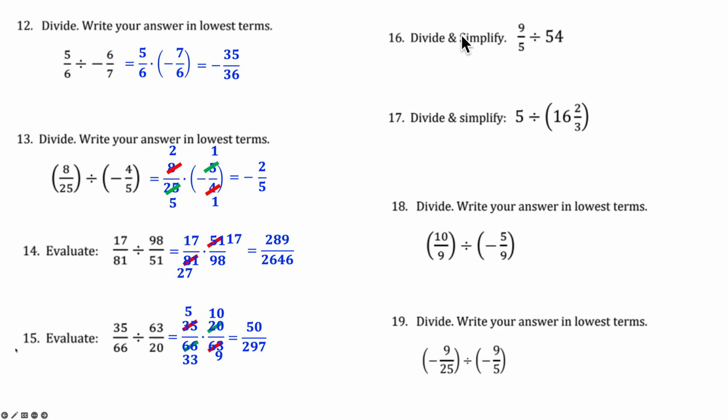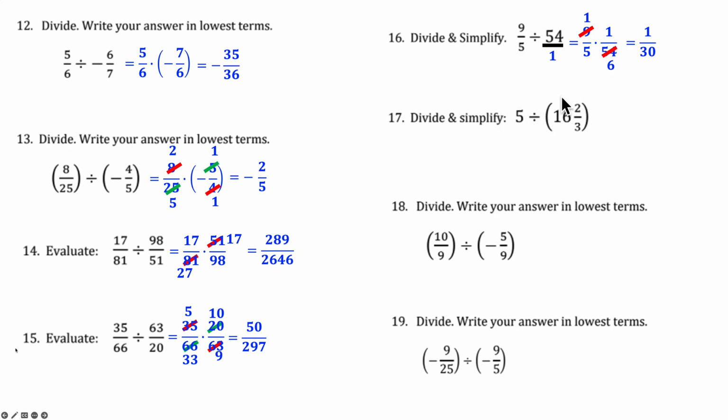Okay, 16. Divide 9/5 divided by 54. Okay, 54 over 1. Flip it. 9/5 times 1 over 54. Oh, there's a cancellation here. 9 can go into 54. What is that? 6 times, and 9 can go into 9 once. Multiplying straight across, we get 1 over 30.